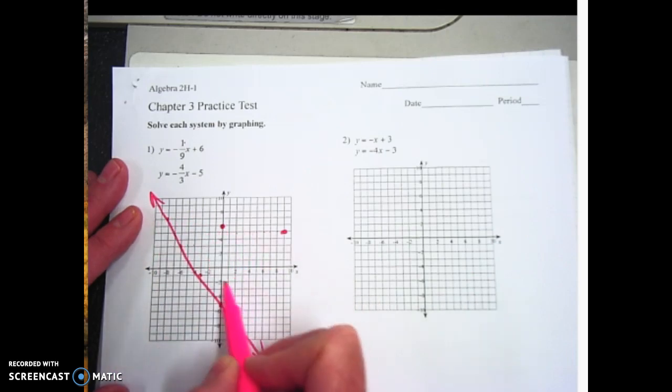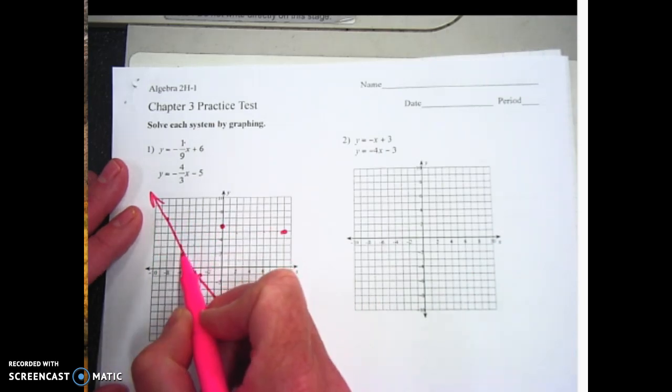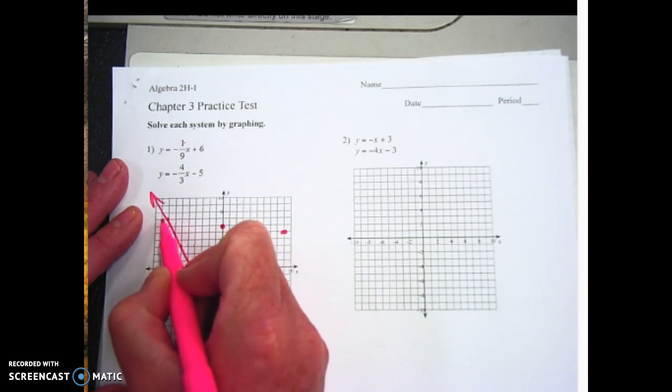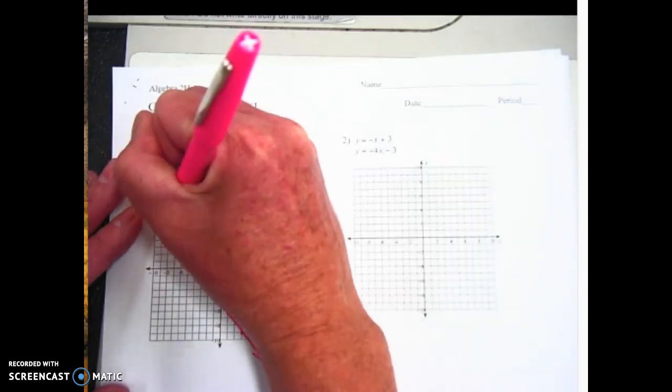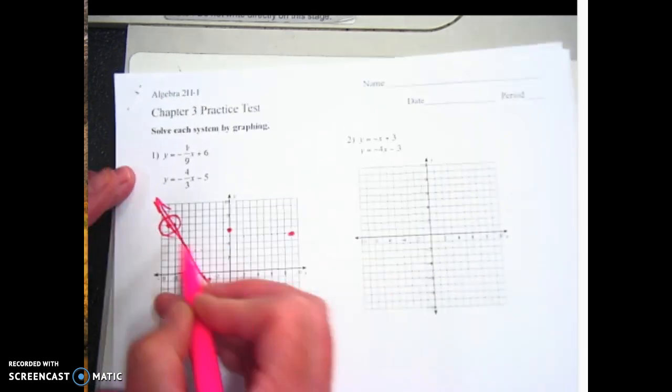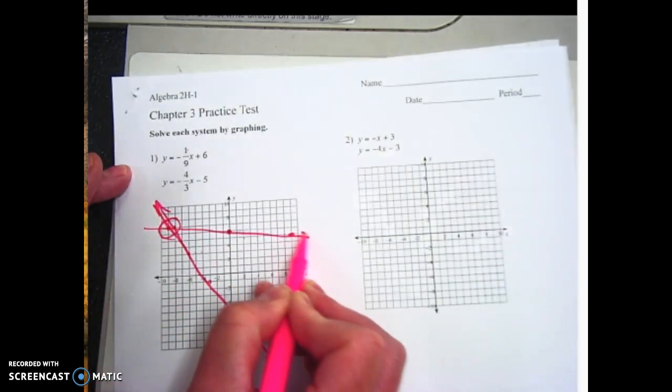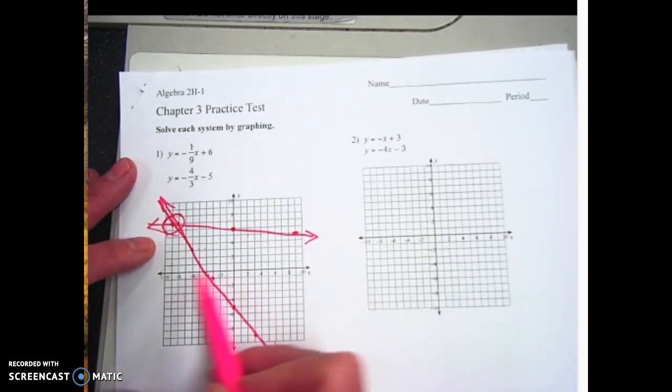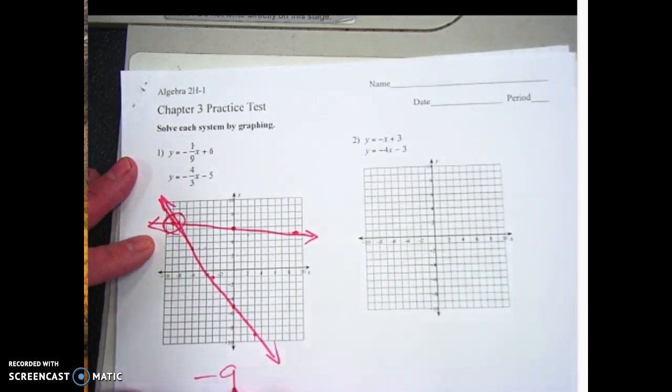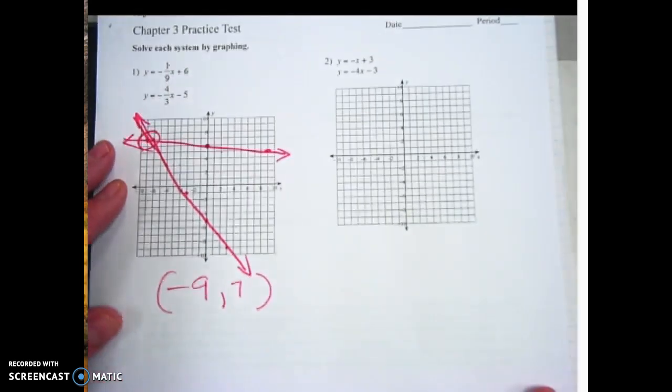Oh, I'm off by 1. Did I get off 1? 1, 2, 3. Yes, I did. It should be there. Sorry. All right. Should be right at that point right there. That means their intersection is at -9, +7. And that's how you'll write your answer.